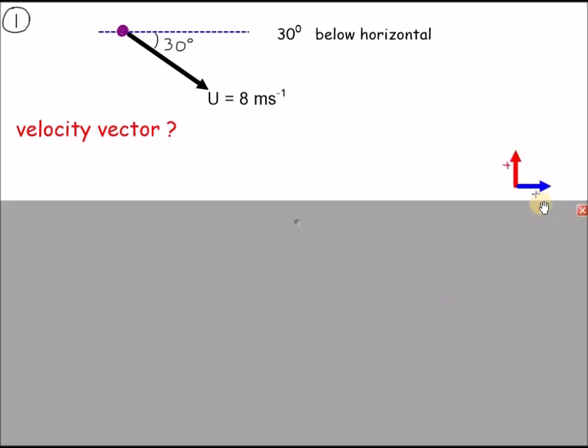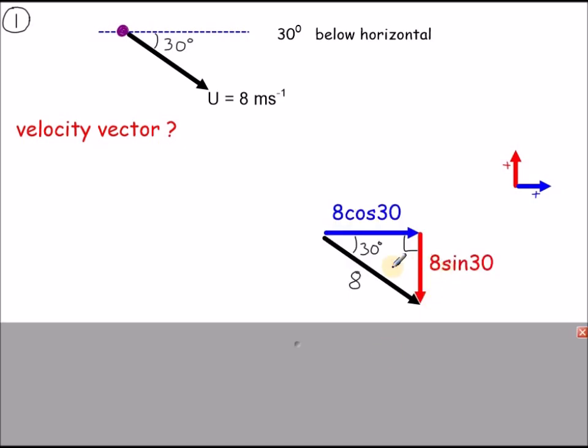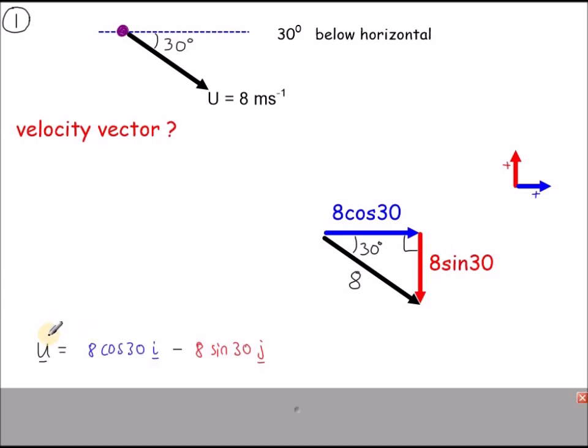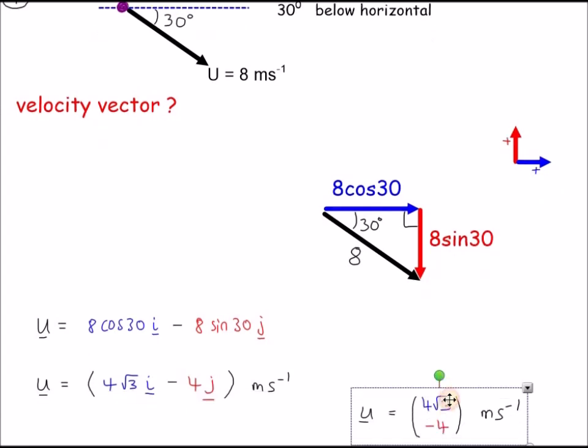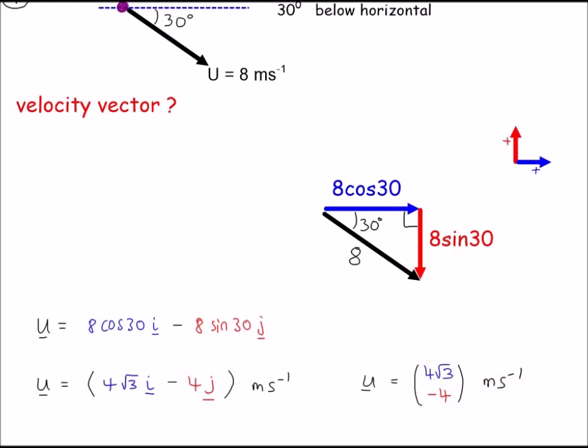We take these directions as positive, working out the horizontal and vertical velocity components. Make sure to check the direction of the arrows at this stage. So the initial velocity is 8 cos 30 i, that's in the x direction, minus, because the arrow is pointing downwards, 8 sin 30 j, which simplifies to this. We could give the answer in column vector form as well, like this.